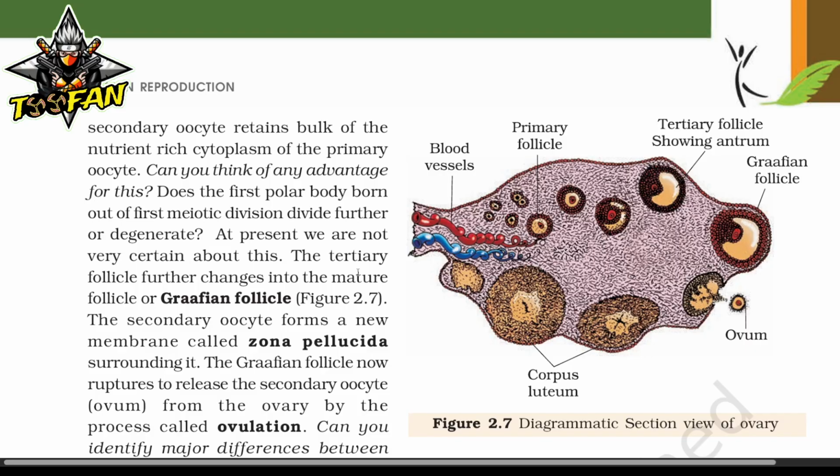There is a question. At present, we are not very certain about this. The tertiary follicle further changes into a mature follicle or Graafian follicle. The secondary oocyte forms a new membrane called zona pellucida surrounding it.